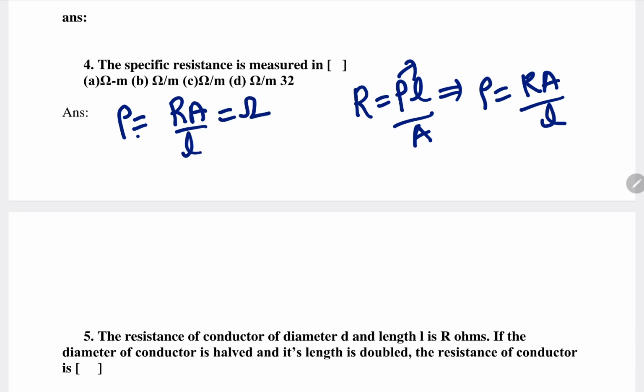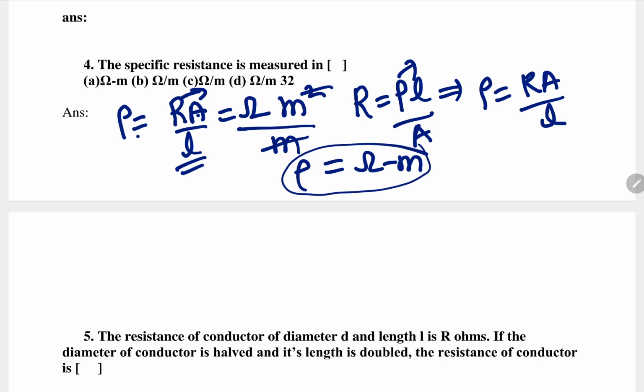Resistance units are nothing but ohm. Cross sectional area units are meter square, and length units are nothing but meter. So meter gets cancelled, leaving ohm meter. So resistivity units are nothing but ohm meter. So ohm meter is the correct answer, A.